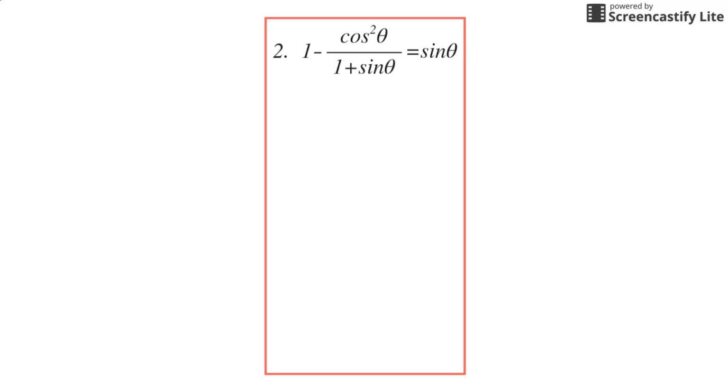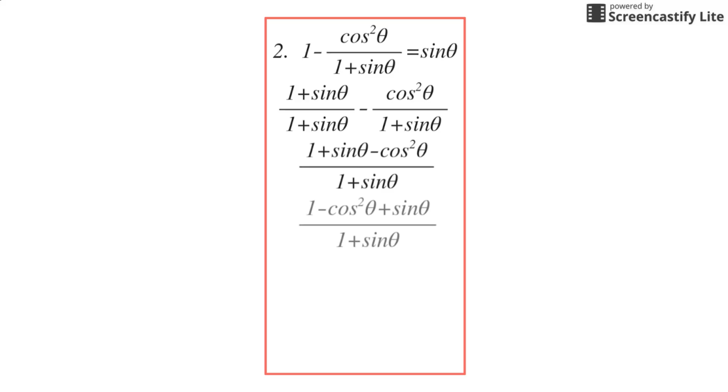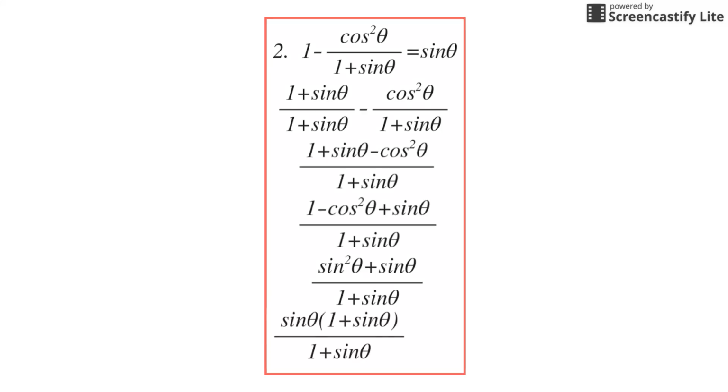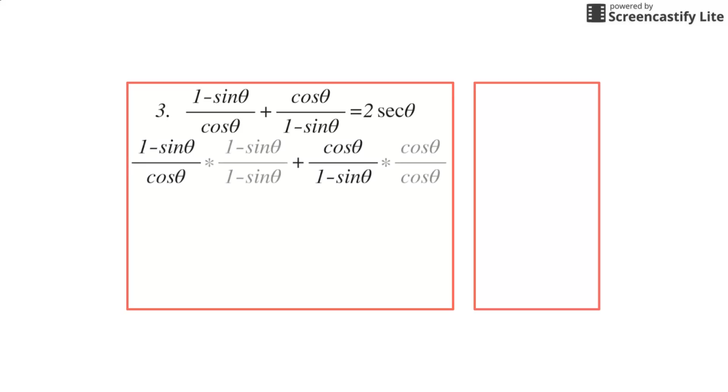In this problem, the left side is once again more complicated. So we'll create a common denominator by multiplying 1 by 1 plus sine over 1 plus sine. Then we'll combine those and rearrange so that we can see that we have a 1 minus cos squared, which is equal to sine squared, as previously mentioned, as a trig identity. We can take out a sine, creating a 1 plus sine in the numerator, which can be canceled with a 1 plus sine in the denominator. And that's your answer.